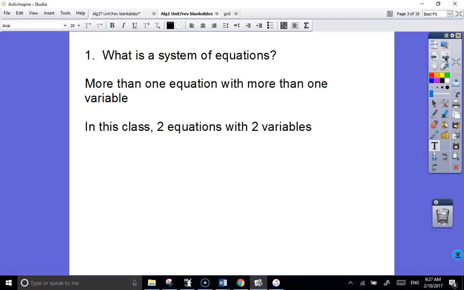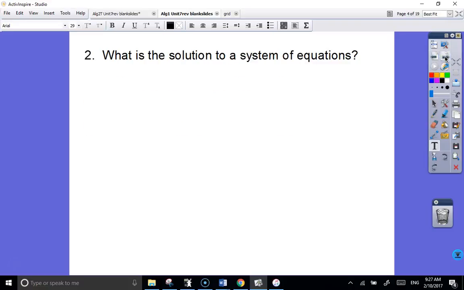Right? That is the first one. I mean, you gave me the answer, so why do you need to write it down? Okay. Okay. What is the solution to the system of equations?